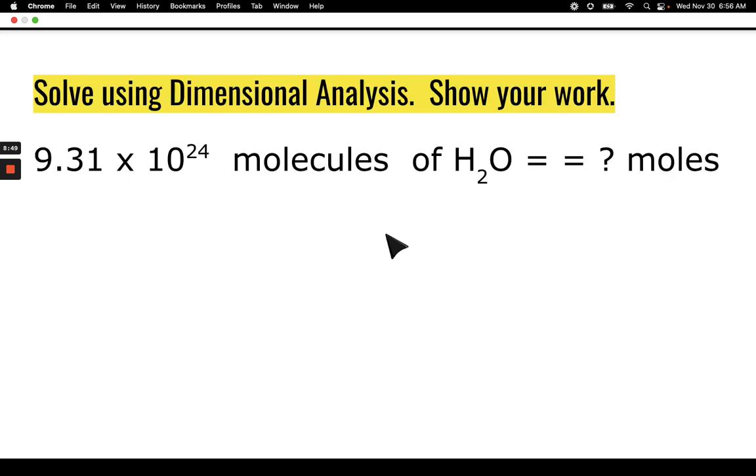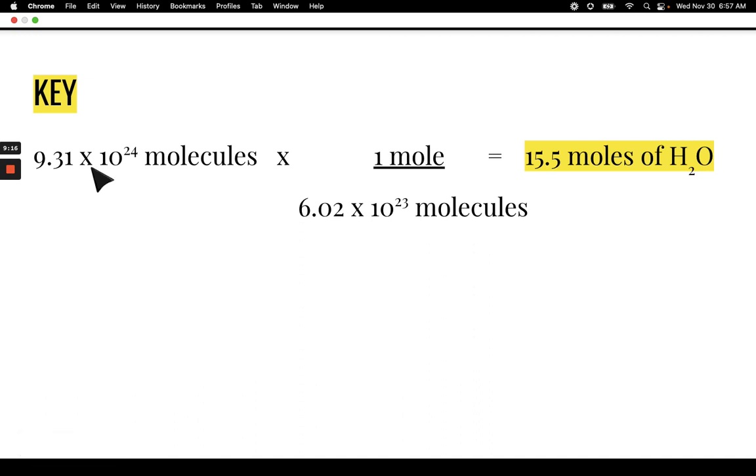This time, our particle is going to be molecules, but it doesn't change anything. Molecules are also small. All right, so our particle this time is a molecule. So 1 mole is going to equal 6.02 times 10 to the 23rd molecules of water. And we want to know how many moles of water that is. So again, pause the video, see if you can set this up, and I'm going to show you the answer now. So again, 9.31 times 10 to the 24th was our given.